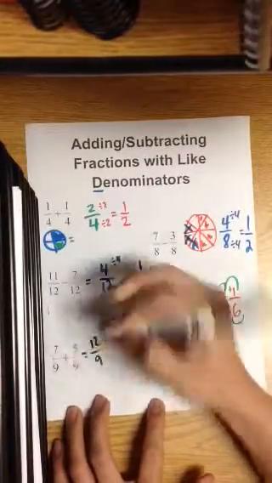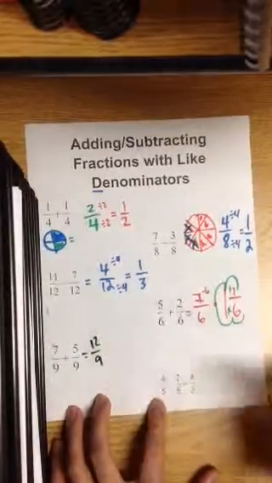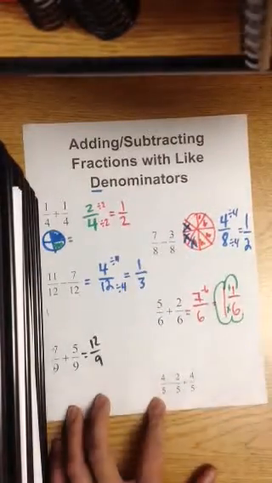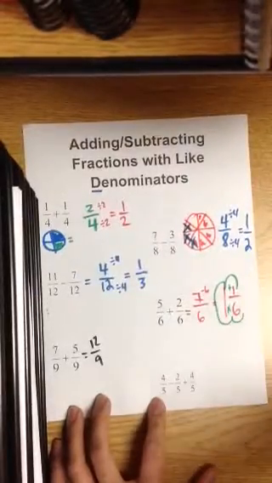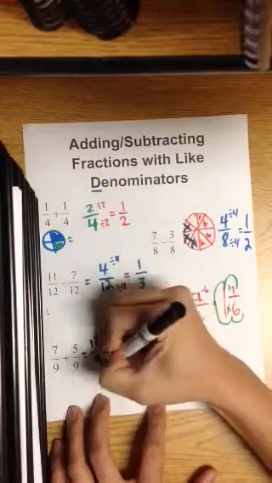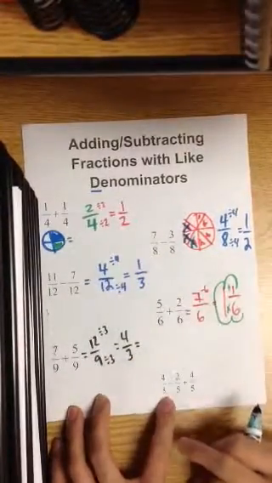Next one: 7/9 plus 5/9 adds up to 7, 8, 9, 10, 11, 12. 12/9. Keep the denominator the same. Hey, it's improper. But let's simplify it first. I think when you simplify it before you turn it, it's easier. What is the greatest factor that goes into 12 and 9? Divide both numbers by 3. You get 4/3. Now it's improper.